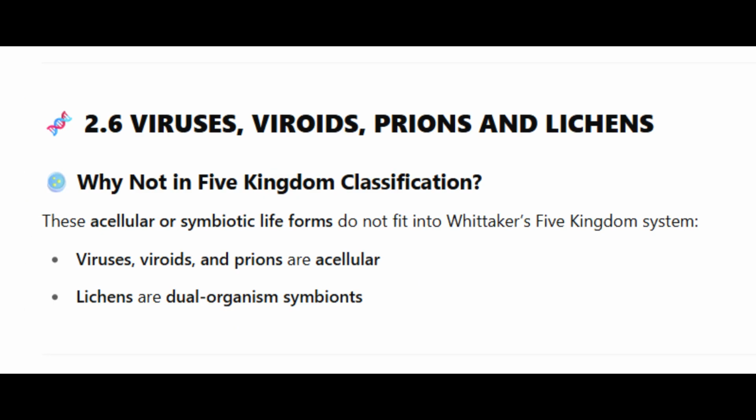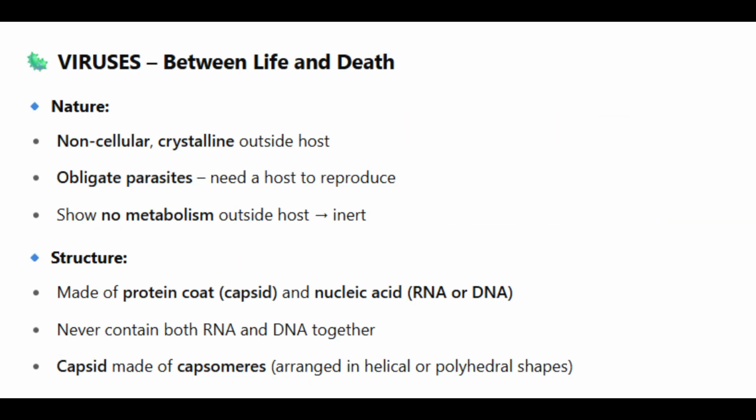2.6 Viruses, viroids, prions and lichens. Why not in the 5-kingdom classification? These acellular or symbiotic life forms do not fit into Whittaker's 5-kingdom system. Viruses, viroids, and prions are acellular. Lichens are dual-organism symbionts. Viruses.